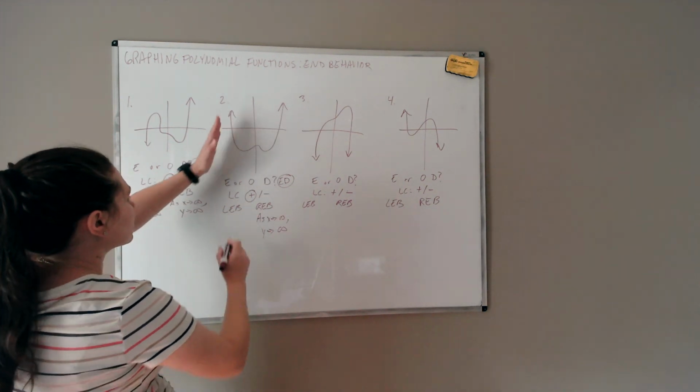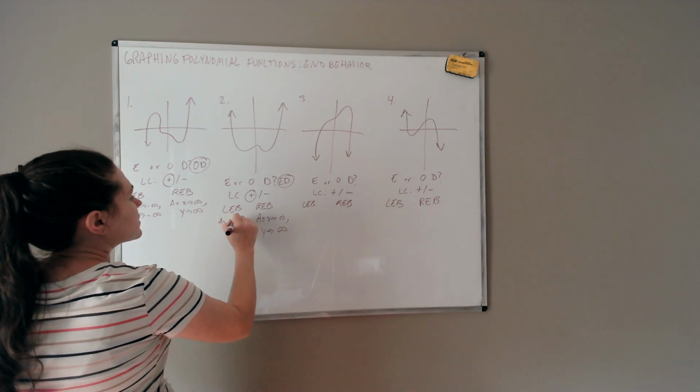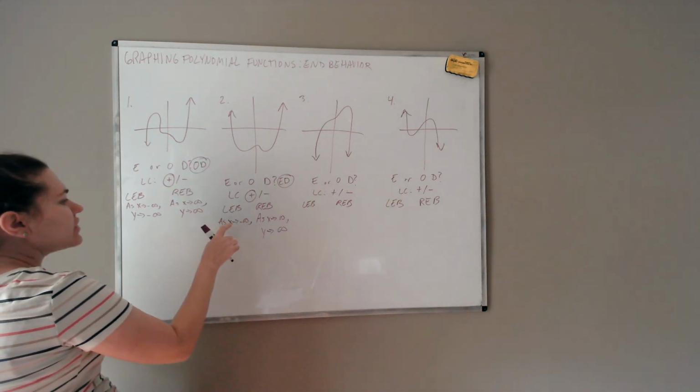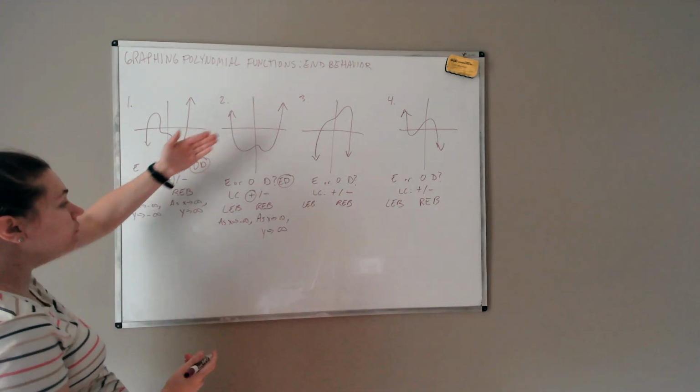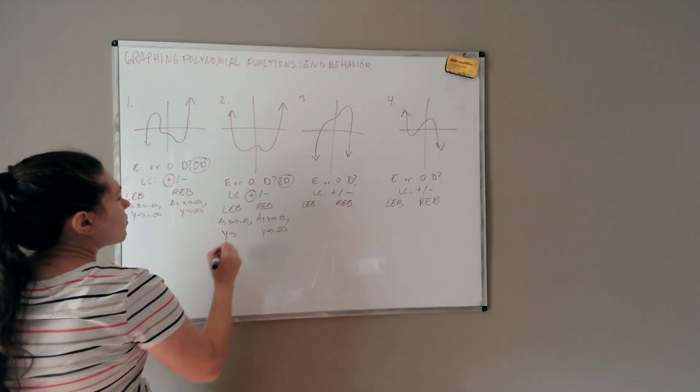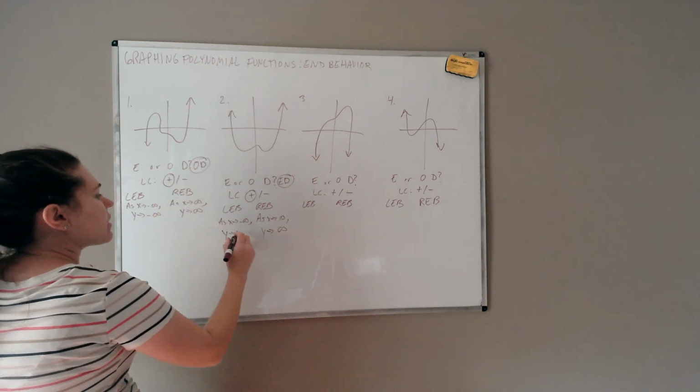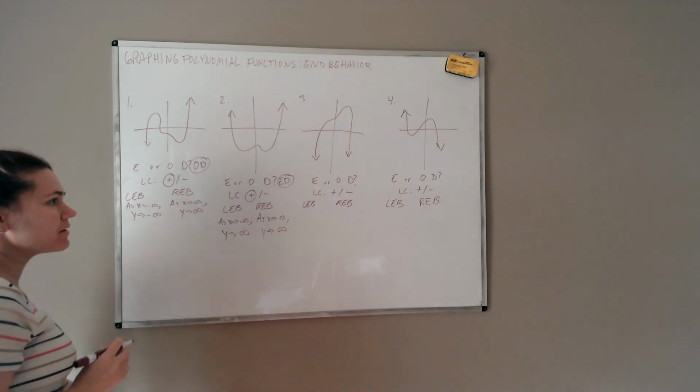So now let's talk about the left end. The left end is specifically talking about as x approaches negative infinity. That is talking about the left side of your graph. What is the output doing? The output is going up, so that means y is approaching positive infinity.